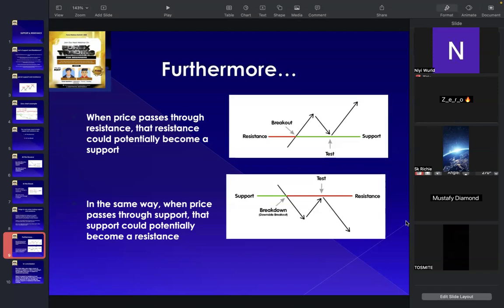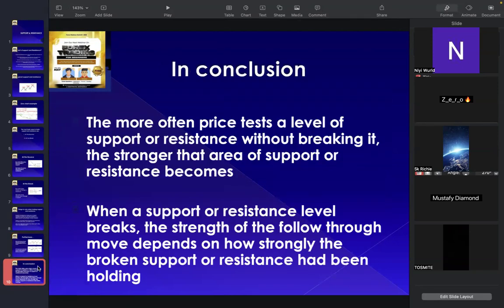So in conclusion, the more often price tests a level of support or resistance without breaking it, the stronger that area of support or resistance becomes. When a support or resistance level breaks, the strength of the follow-through move depends on how strongly the broken support or resistance had been holding.